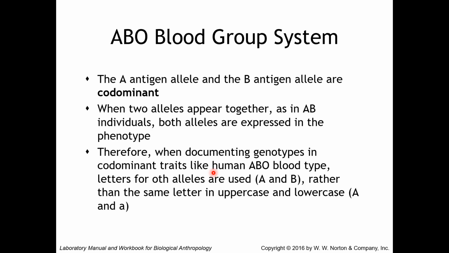The A antigen allele and the B antigen allele are co-dominant. This is when two alleles appear together, as in AB individuals, and both alleles are expressed in the phenotype. One is not dominant over the other, they are equally dominant. Therefore, when documenting genotypes in codominant traits like human ABO blood types, letters for the alleles are used, big A and big B, rather than the same letter in uppercase and lowercase, big A and little a.